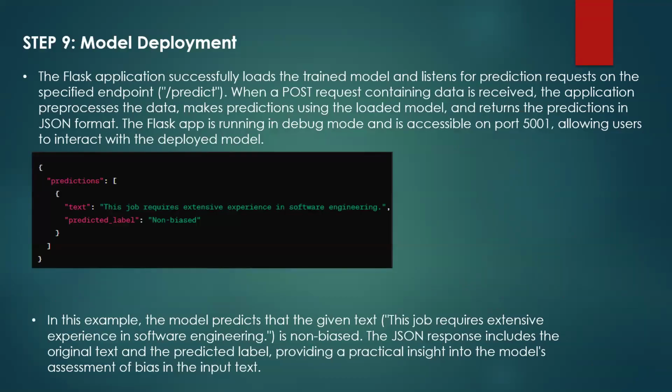The Flask app is running in debug mode and is accessible on port 5001, allowing users to interact with the deployed model.